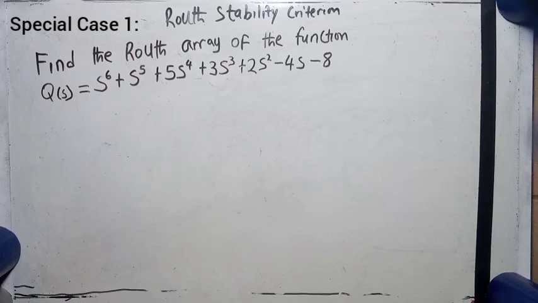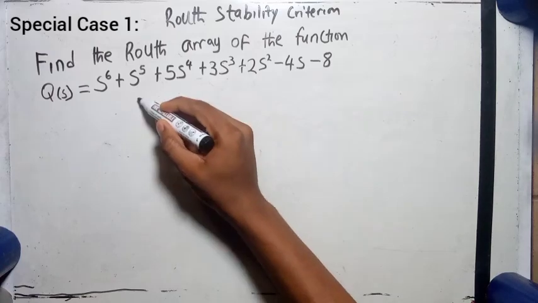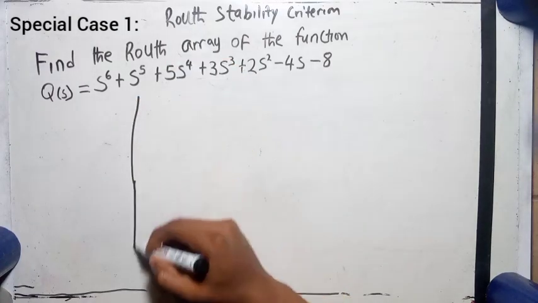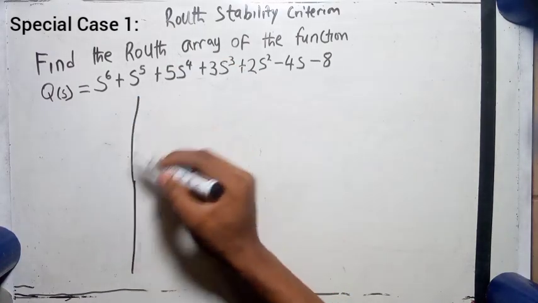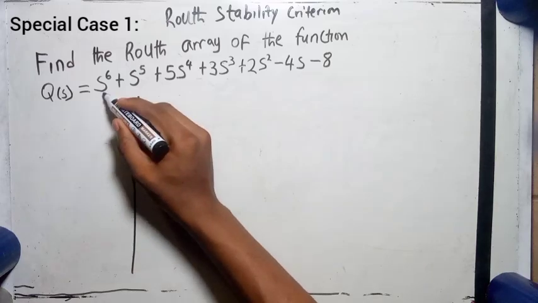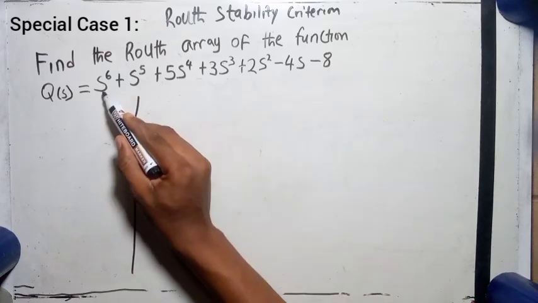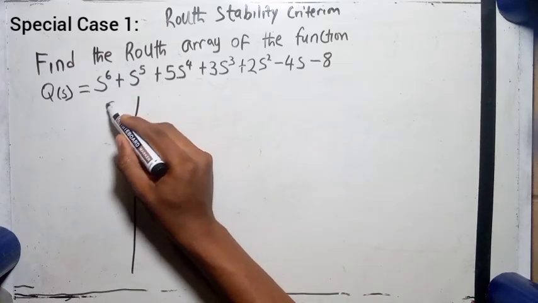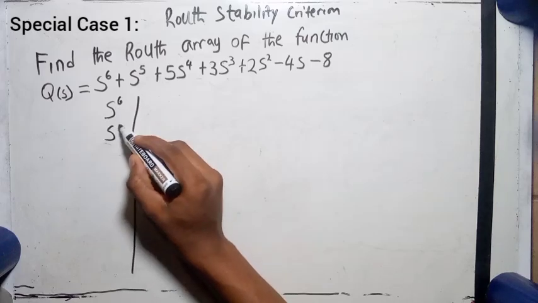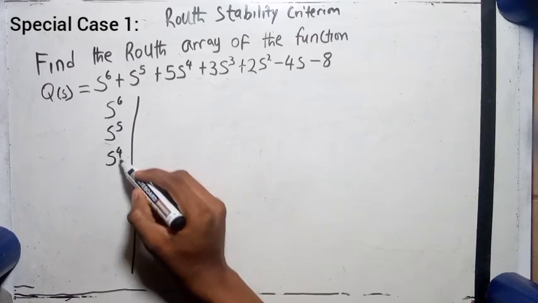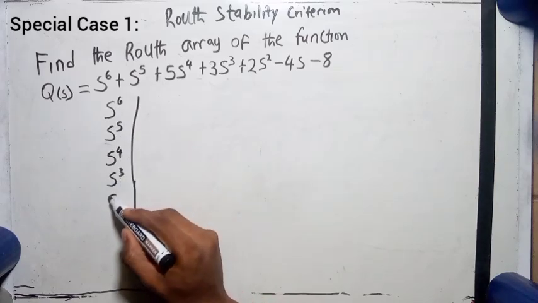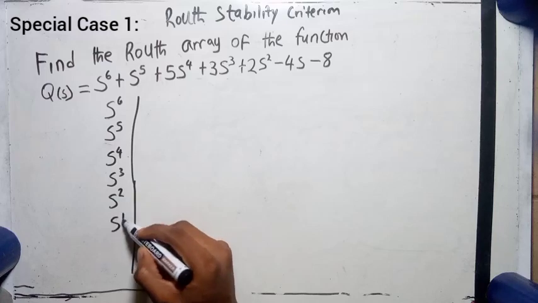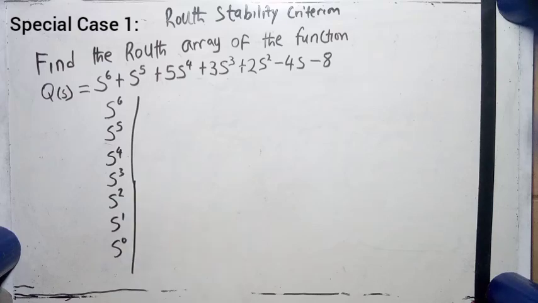There's nothing wrong with this one now. This one is easy as ABCD. We'll draw our array line again, or table, whatever you choose to call it. Then the highest power we have here is what? S6. So we start from there: S6, S5, S4, S3, S2, S1, S0.